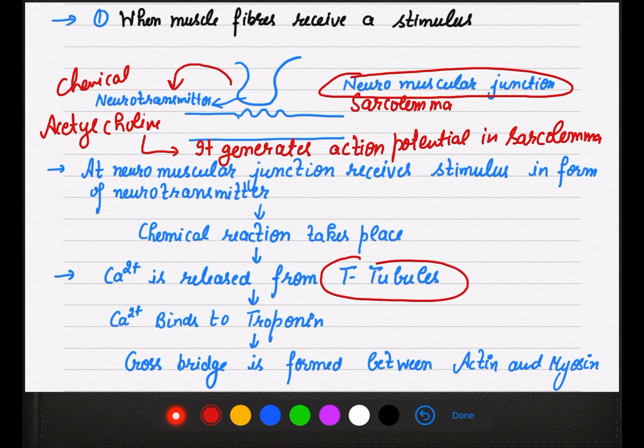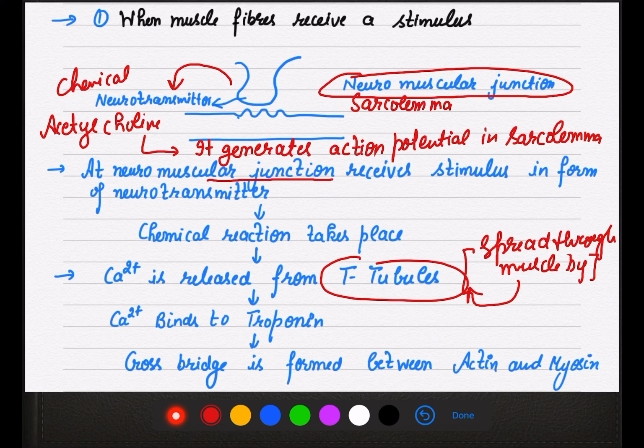T-tubules. Now this is spread through the muscle. These impulses spread through muscles by T-tubules. Are you getting my point? What is happening is that the neuromuscular junction receives the stimulus in the form of the neurotransmitter acetylcholine, so it generates an action potential in the sarcolemma.